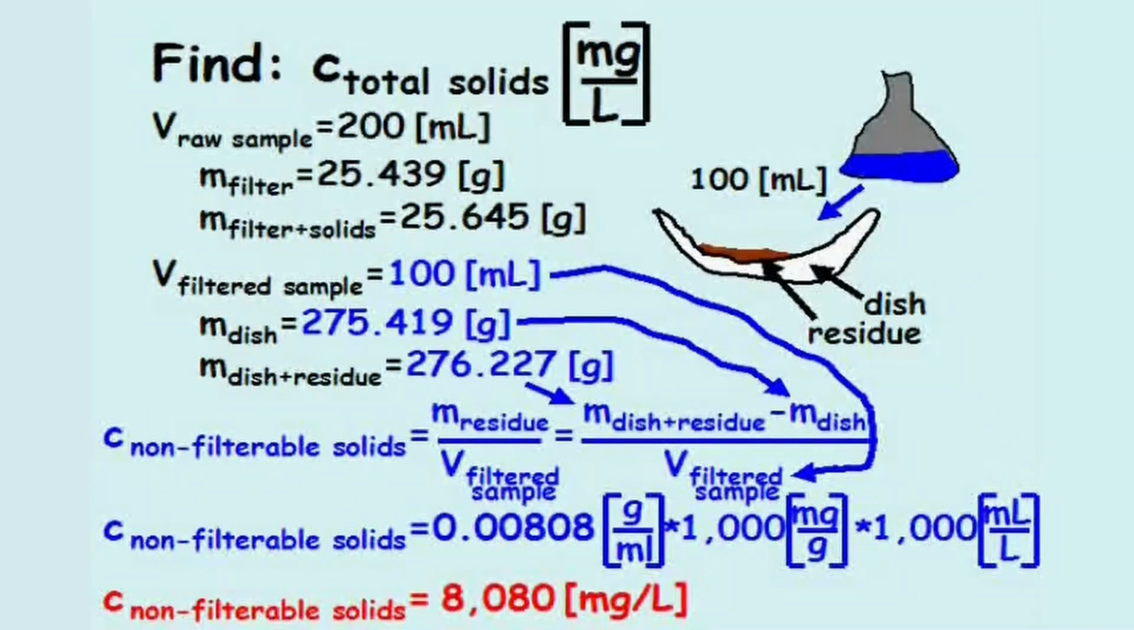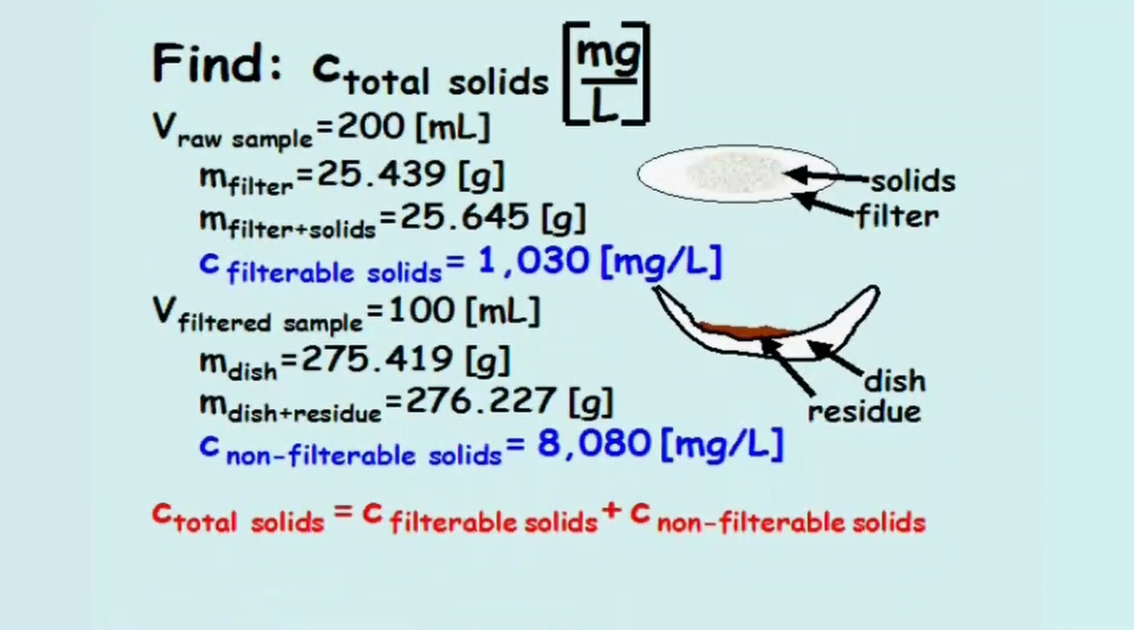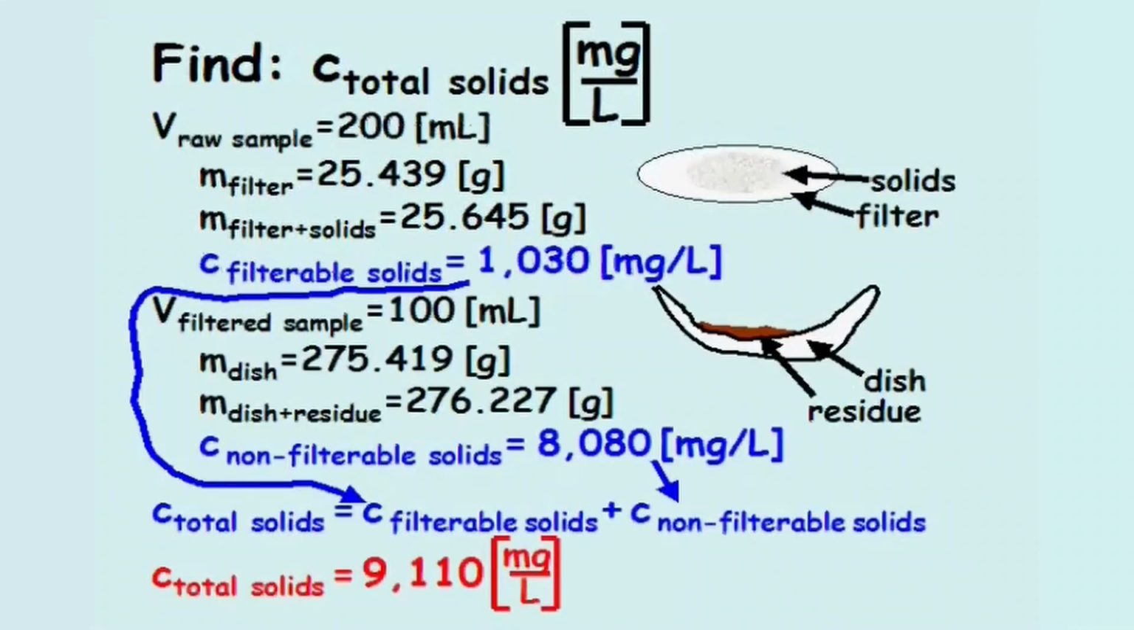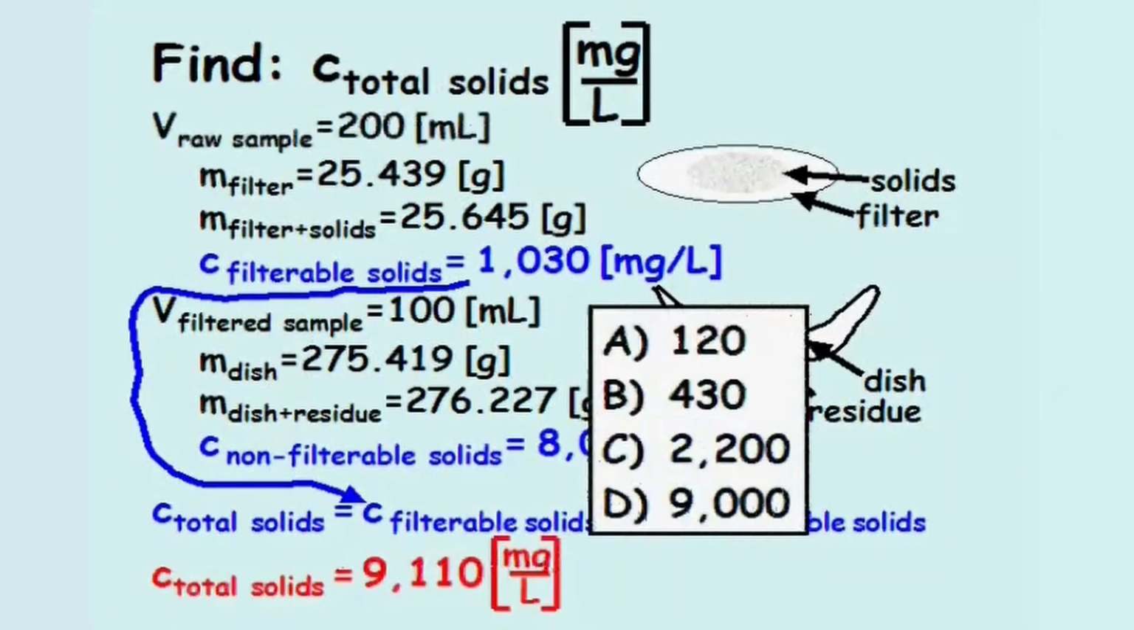By knowing the concentrations for both the filterable solids and the non-filterable solids, these quantities are plugged into the equation, and the concentration of total solids equals 9,110 milligrams per liter. When reviewing the possible solutions, the answer is D.